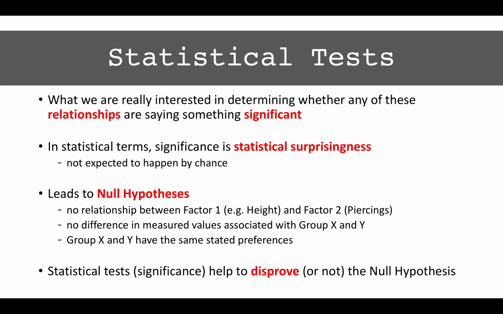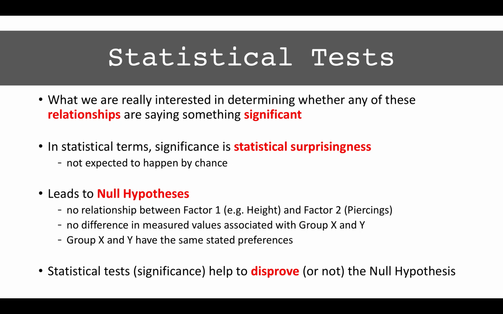Okay, so this is really what we're going to do in this part then. So we've identified some relationships that are potentially interesting, and what we want to know is whether these are saying something that's significant. And recall that in statistical terms, significance is a measure of surprisingness. Are these relationships that could occur by chance? Okay? And this leads to the null hypothesis.